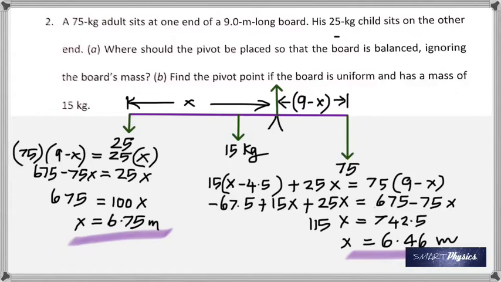You got to distribute carefully. There's a negative here, and you collect the x terms on one side and the number on the other side and divide, you get 6.46.